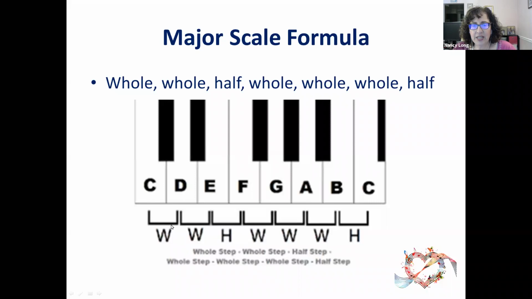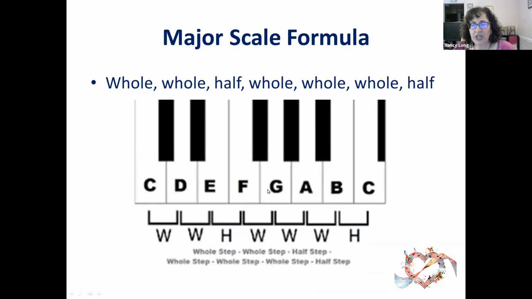From C to D is a whole step. Because remember we talked about from C to C sharp is a half step. From C sharp to D is a half step. So those two combined is a whole step. So C to D is a whole step. D to E is a whole step. And then E to F doesn't have any black note in between, so it's a half step.